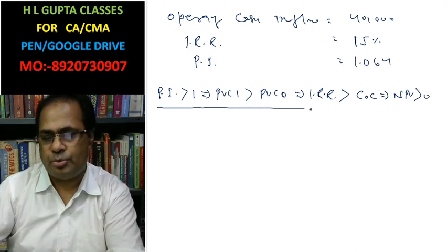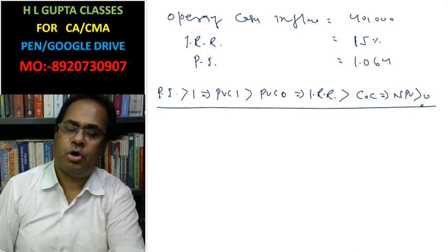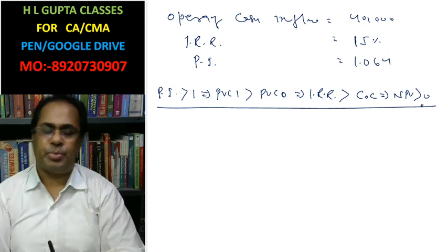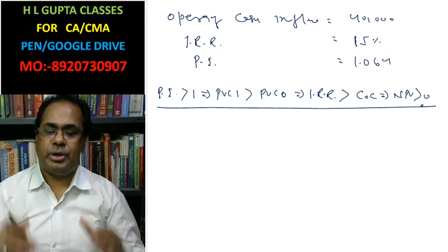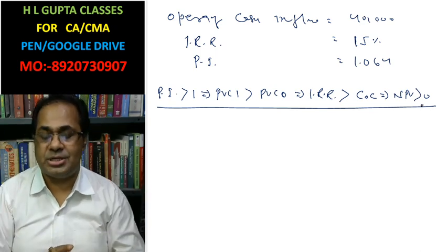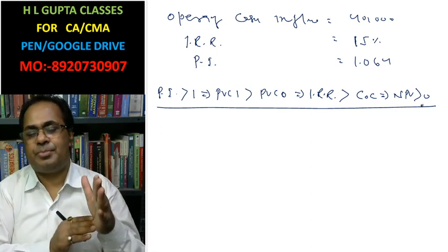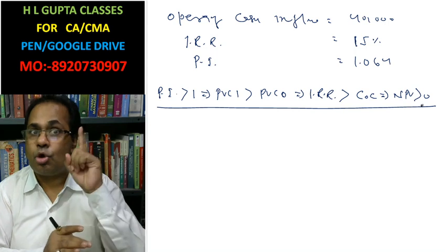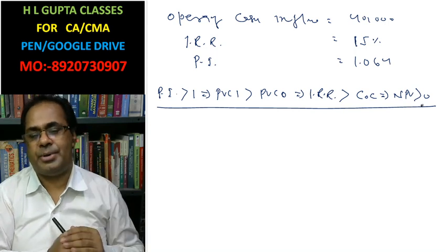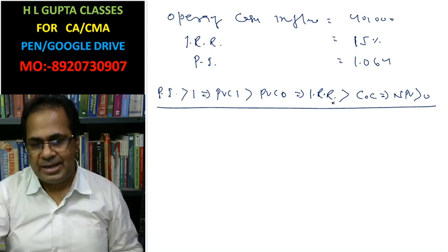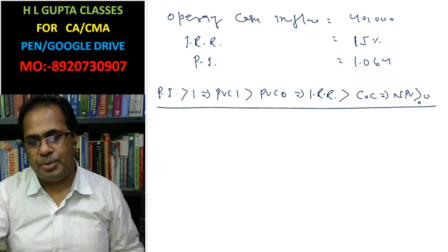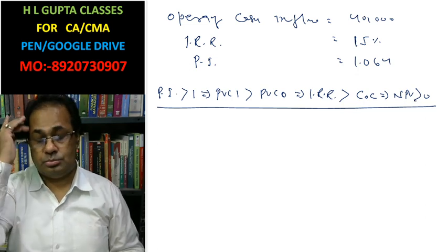We must know this. In this case, profitability index greater than 1 means present value of cash inflow must be higher than present value of cash outflow at cost of capital. At cost of capital, IRR is higher than cost of capital, and net present value is higher than 0.